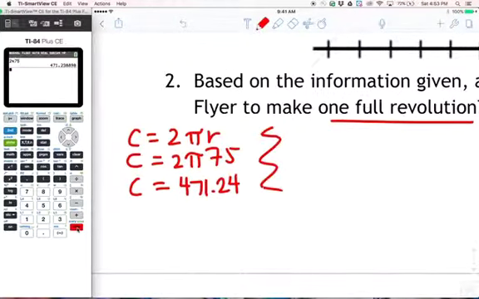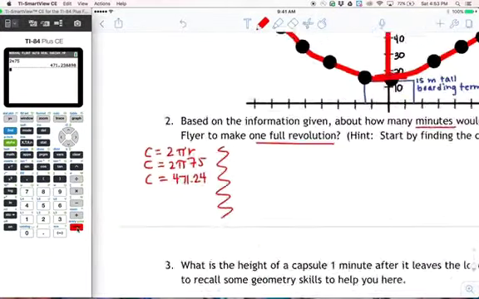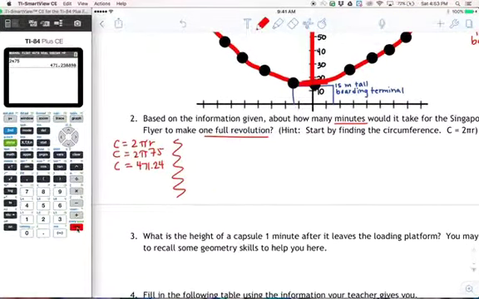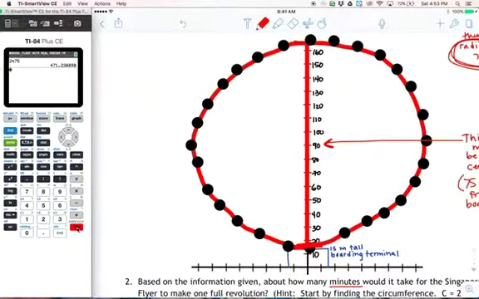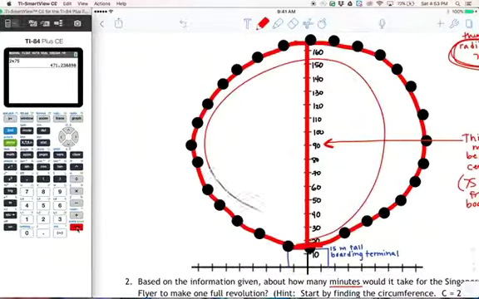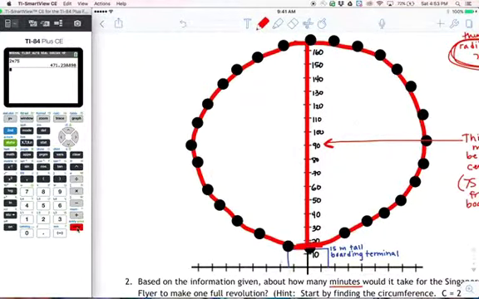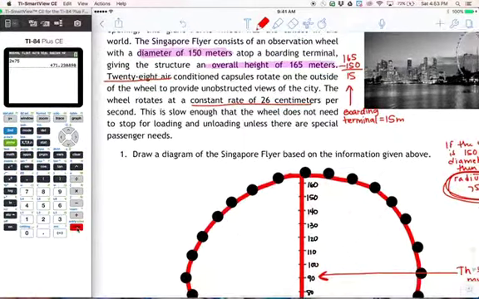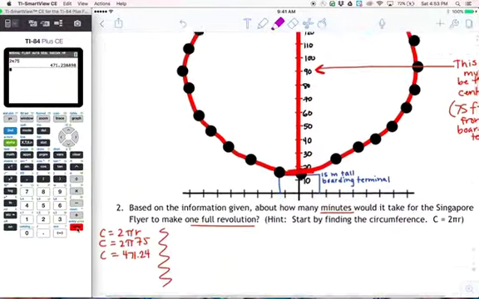All right, so we got the circumference. Now we have to figure out how long it takes the wheel, in minutes, to start from the bottom and go all the way around again, one full revolution. The key piece of information is that it travels at a constant rate of 26 centimeters per second.